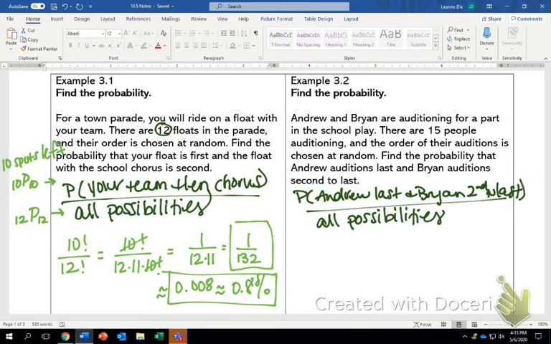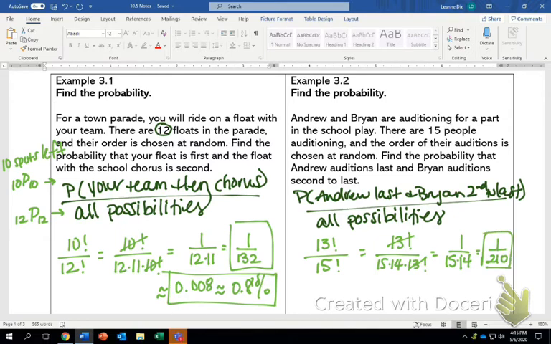Okay, so we would do the same process as we did in 3.1. If there are 2 spots already taken, well, 15 minus 2 is 13. So that would be 13 factorial over all of it, which is 15 factorial. So again, I'm going to expand out 15 for a second: 15, 14, 13. This cancels out with this, and I'm left with 1 over 15 times 14, which if I plug in my calculator will be 1 over 210. If I wanted to find my decimal, it would be 0.005 or 0.5%.